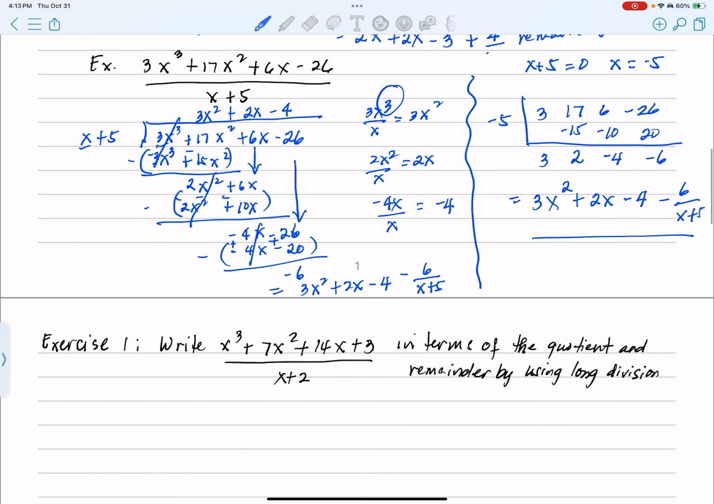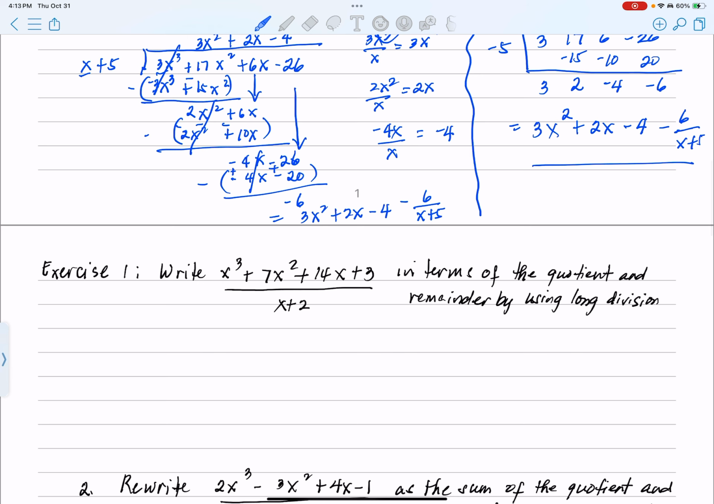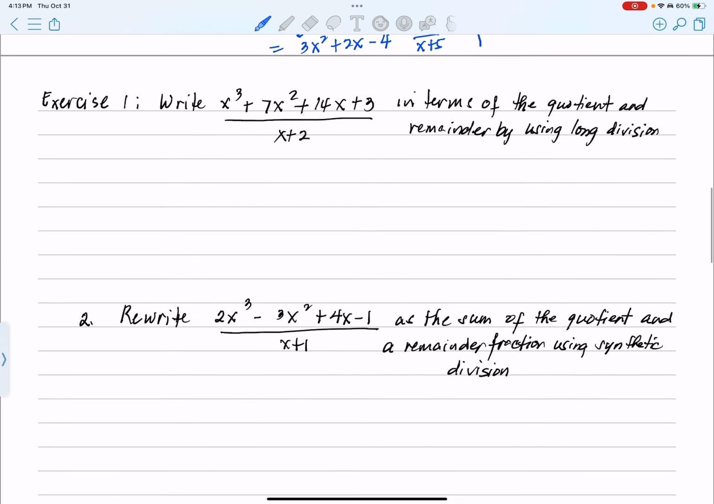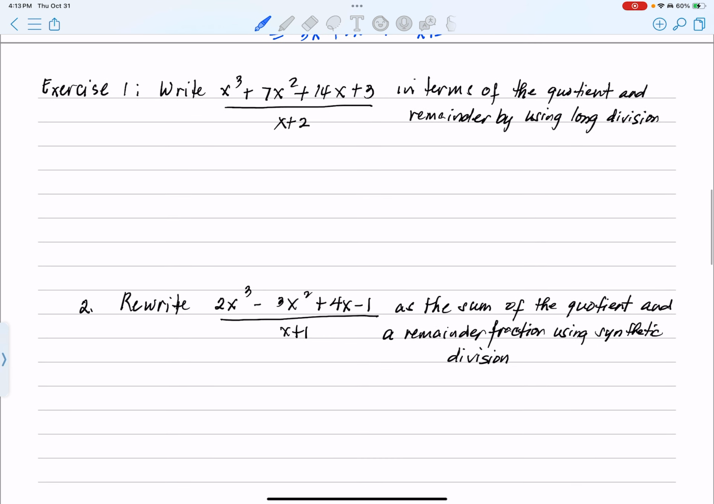Okay, let's have some exercise. Write x cubed plus 7x squared plus 14x plus 3 over x plus 2 using the long division. Okay, it's long division. We'll do inspection before putting this in the division table.